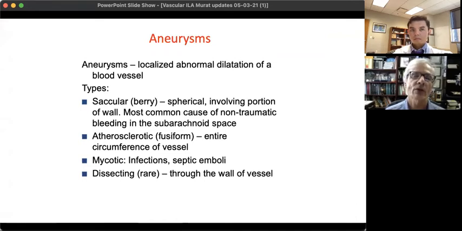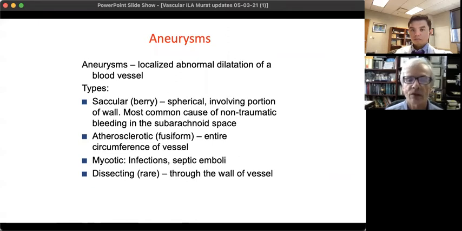The great majority of the berry aneurysms involve the anterior circulation or the circle of Willis, where the blood vessels are branching. There are also atherosclerotic or so-called fusiform aneurysms, where the blood vessel is basically distorted and irregularly dilated. Mycotic aneurysms are not necessarily fungal, but they are infectious in origin, basically an infection injuring the blood vessel wall resulting in an aneurysm.